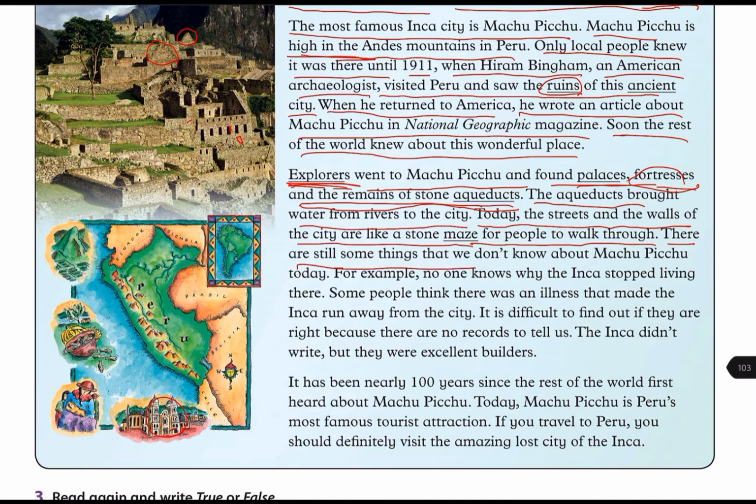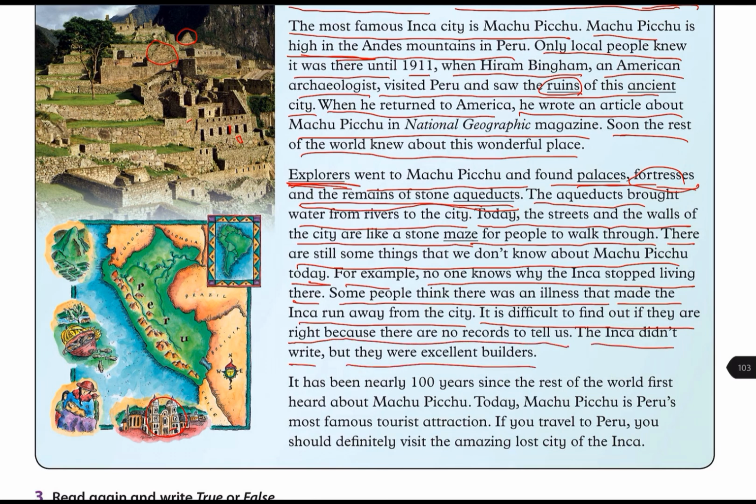There are still things that we don't know about Machu Picchu today. For example, no one knows why the Incas stopped living there. Some people think there was an illness that made the Inca run away from the city. It's difficult to find out if they are right because there are no records to tell us. The Inca didn't write, but were excellent builders. It has been nearly 100 years since the rest of the world first heard about Machu Picchu. Today, Machu Picchu is Peru's most famous tourist attraction.